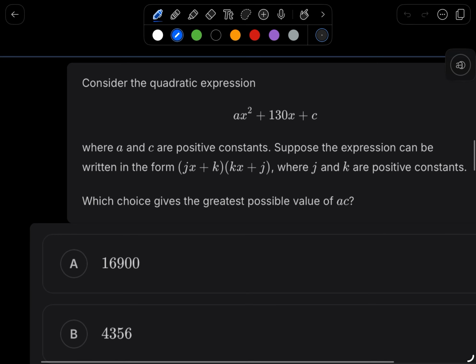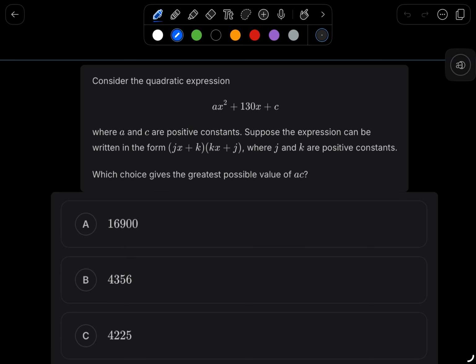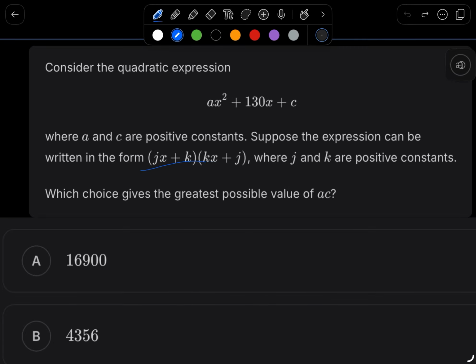So we have a quadratic expression given, and they tell us A and C are positive constants. It tells us that the expression can be written in this form, where both j and k are also positive constants. So what is the greatest possible value of AC?